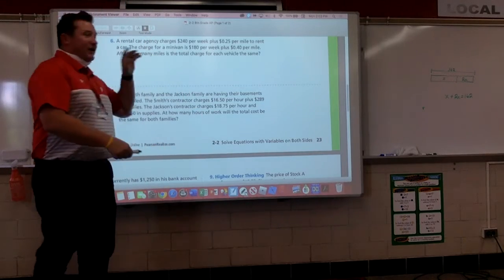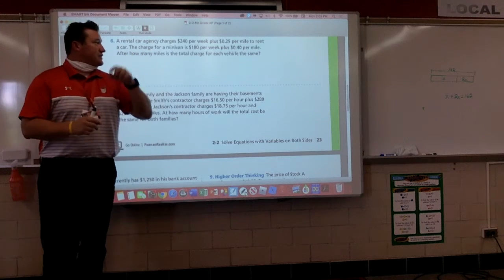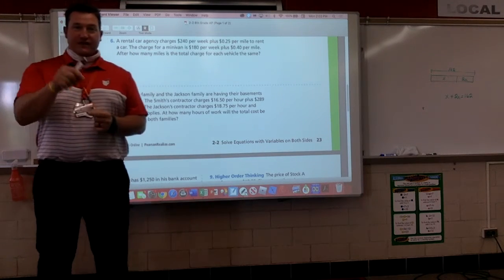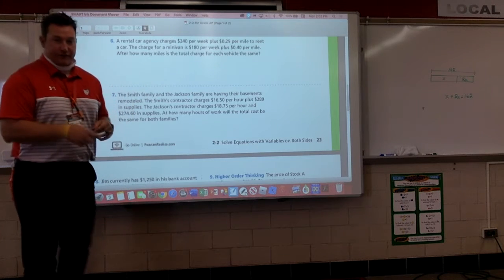Okay. We've got to write 2 equations again. It says after how many miles is the total charge for each vehicle the same? The same, right? So are they equal to each other? Okay?